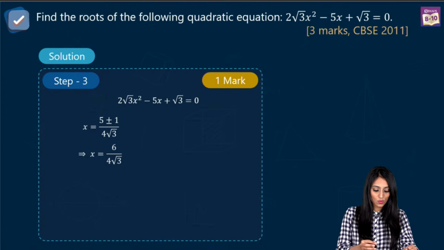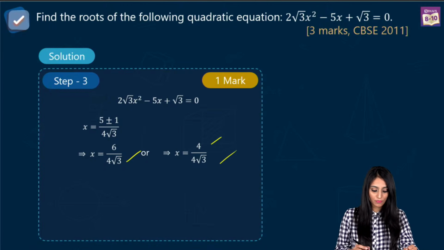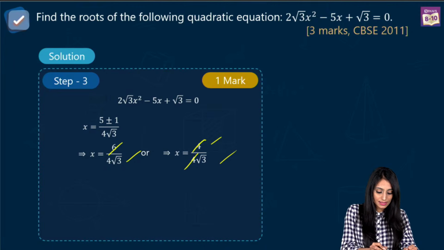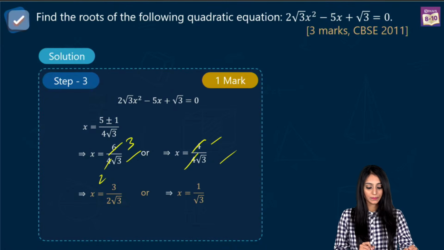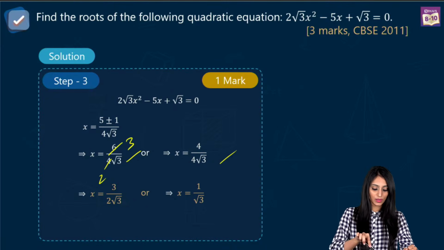That means 5 plus 1 is 6. 6 by 4 root 3. Or 5 minus 1 would be 4. 4 by 4 root 3. So, this gets cancelled. This is 3 times 2. 3 times 3. And you get 3 by 2 root 3. Or we have 1 by root 3. So, I hope this is clear to everyone. Yes?